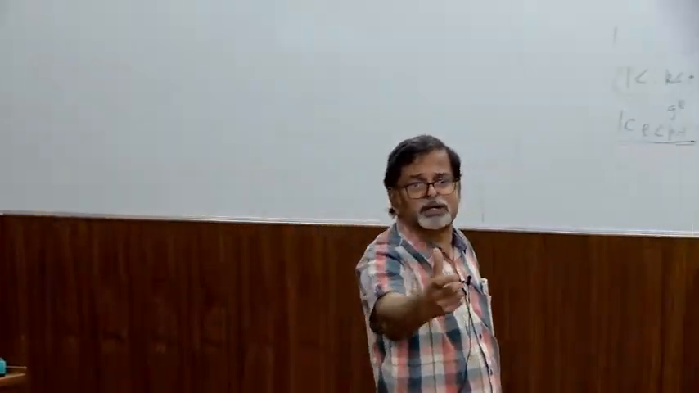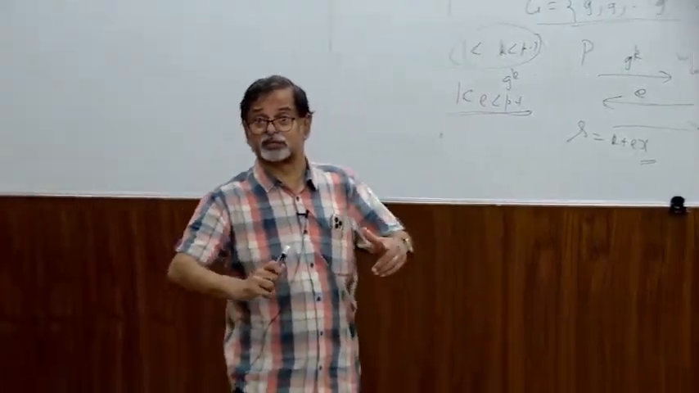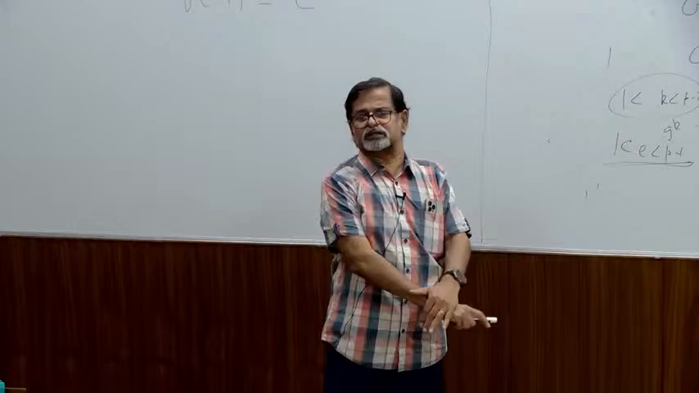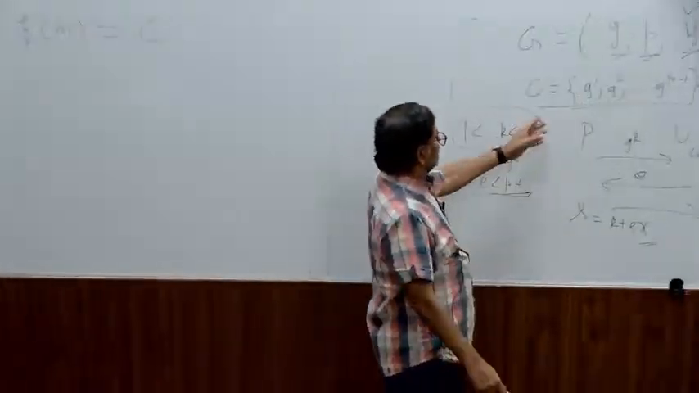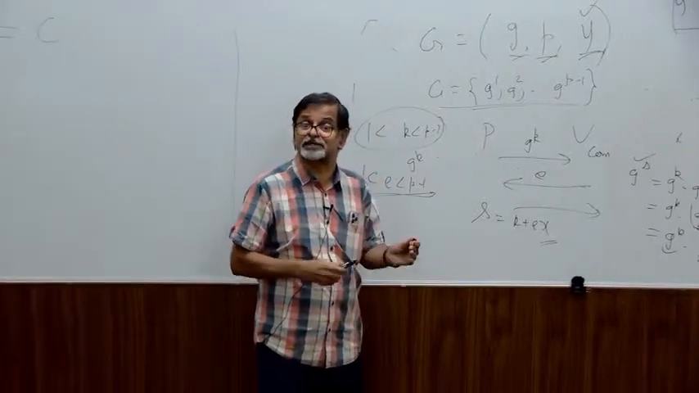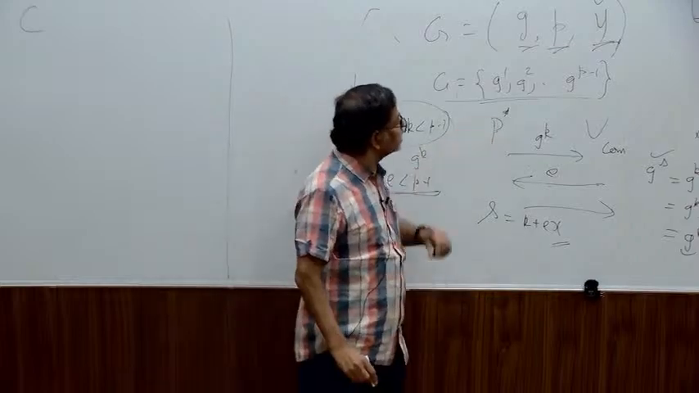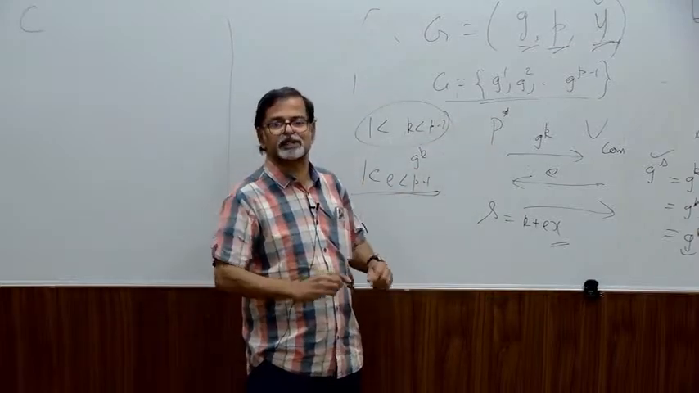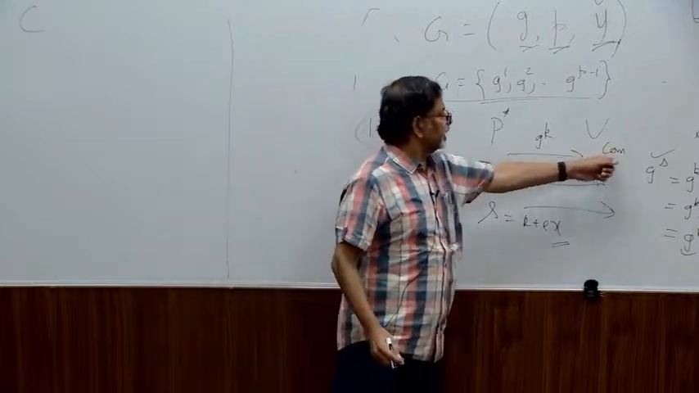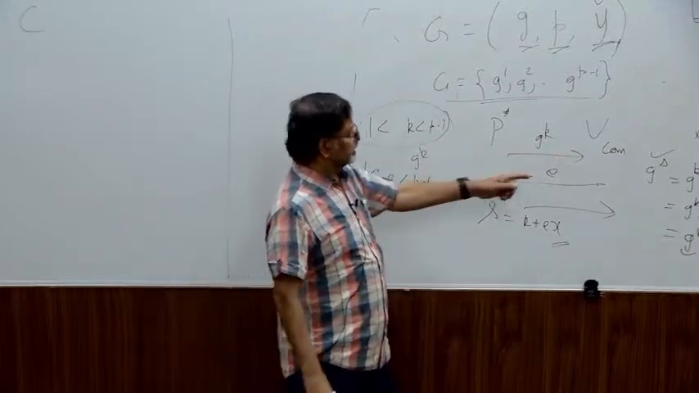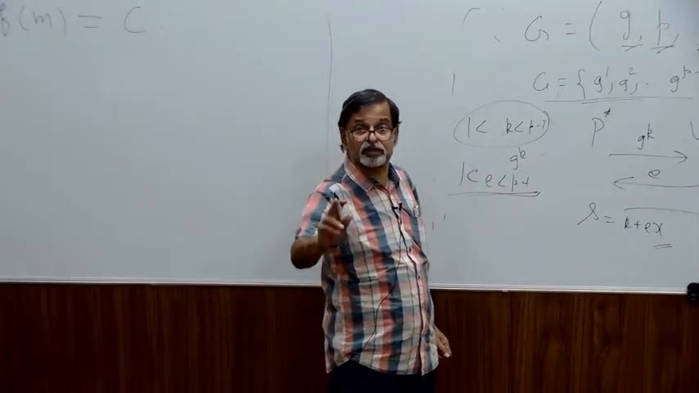Now look at the predicament of an impersonator. Suppose a guy is trying to say that he knows the discrete log of y. We call the impersonator P star. If you go to the research papers, that is the notation used. So P star is impersonating. First step he can do: he can also choose a random k and send g power k. And the next step also happens: he also sends e.